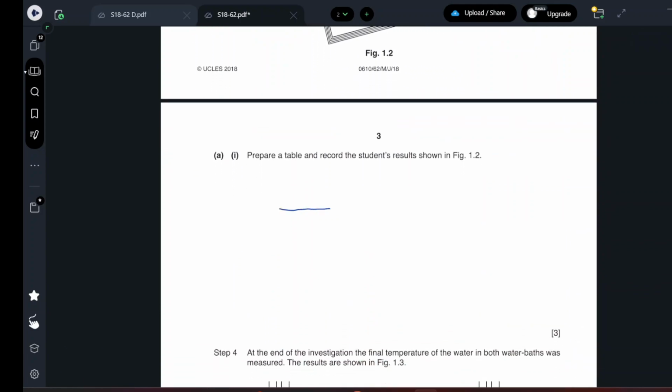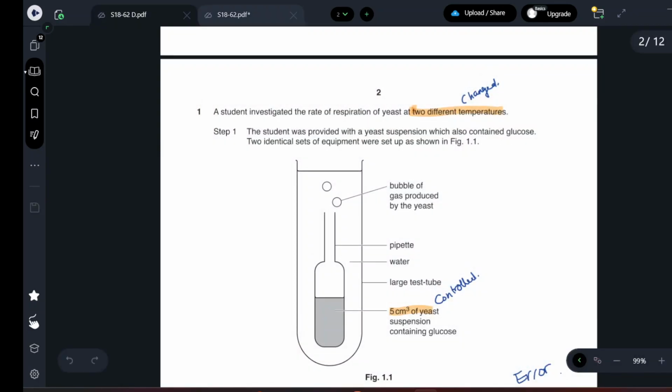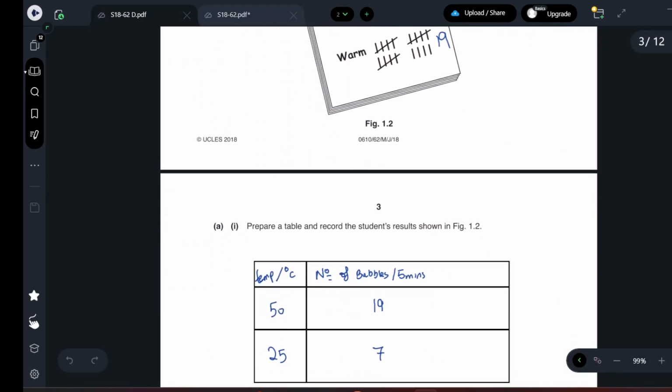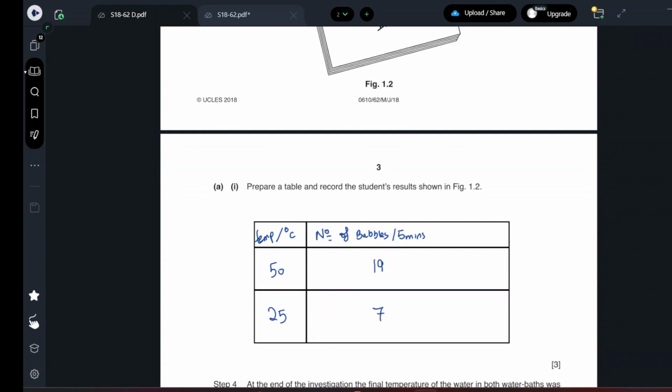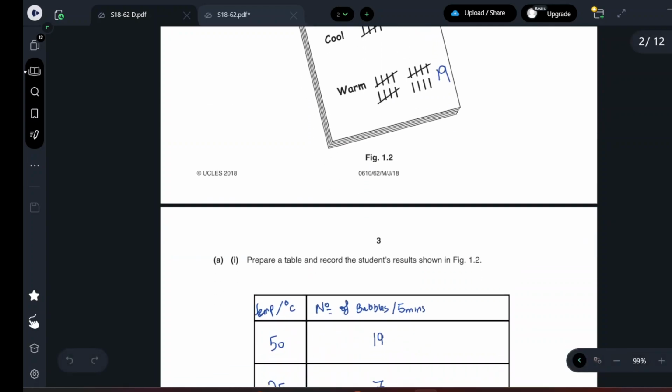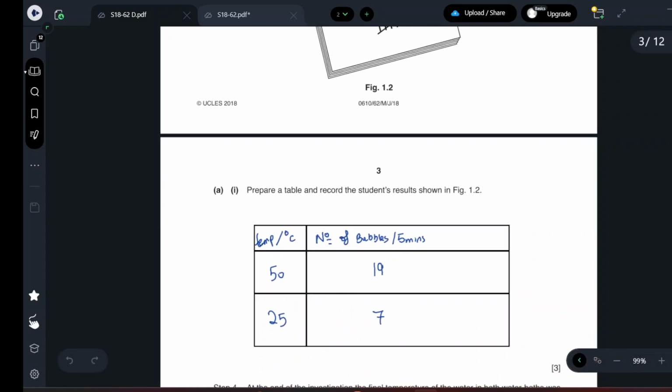We agreed that in any table, the changed variable is on the left, and the results are on the right. So in this case, the changed variable is the temperature, which he gave me, 50 degrees, 25 degrees, and the results are the number of bubbles, which is 19 in the warm temperature, 7 in the cold temperature.